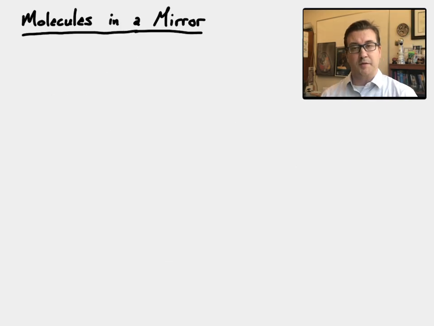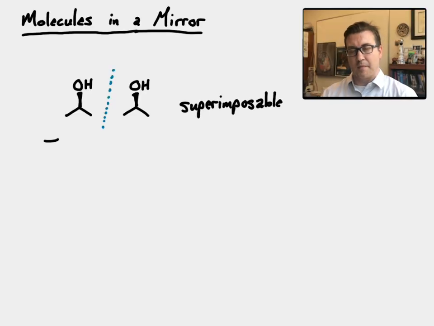So molecules also have the ability to have a mirror image, so let's look at isopropanol in a mirror. Isopropanol, if it were to see itself in the mirror, would see isopropanol, and this isopropanol on the right is perfectly superimposable with the image on the left. So isopropanol is not chiral, or you could say it's achiral.